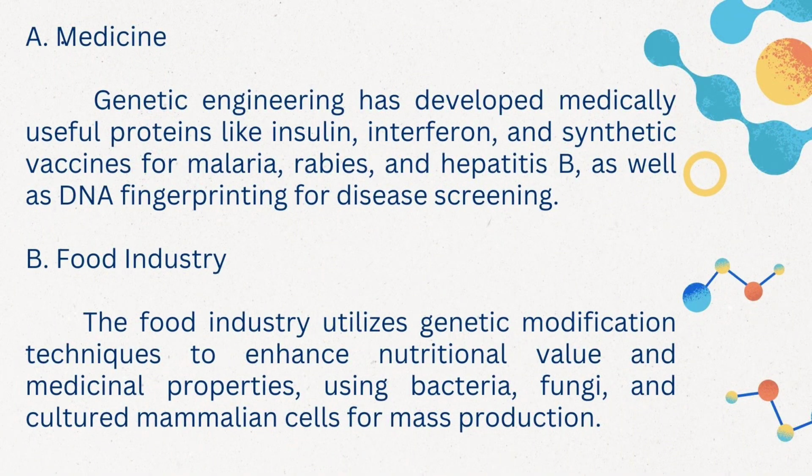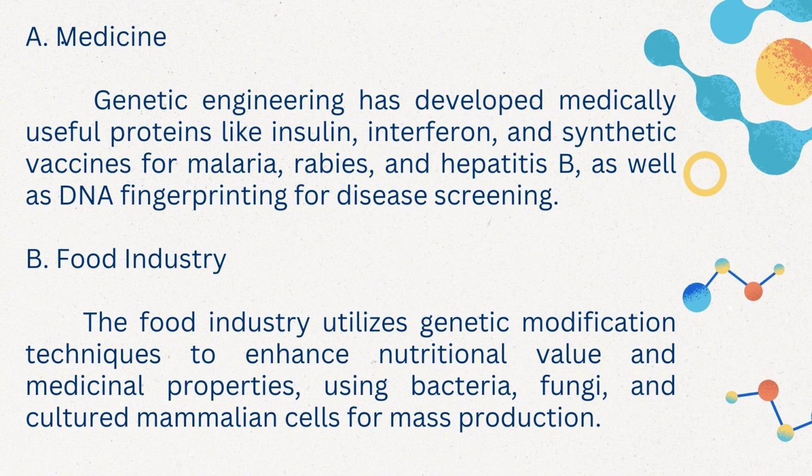Aside from insulin for diabetes, several medically useful proteins like interferon and synthetic vaccines against malaria, rabies, and hepatitis B have also been developed. The process of genetic engineering has other medical applications such as screening for genetic disease and DNA fingerprinting to identify bacteria or viruses that cause diseases. Genetic engineering has led to the production of medically important products, including human insulin, human growth hormone, and hepatitis B vaccine, as well as to the development of genetically modified organisms.